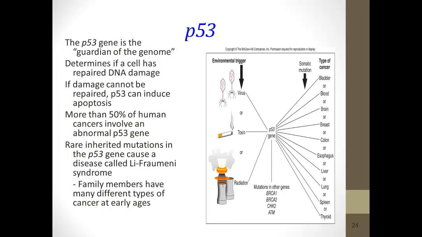Rare inherited mutations of the P53 gene can cause certain particular syndromes, and that would cause people to develop cancer at very early ages. This is a schematic, so we can see the environmental trigger, the gene, where some of the mutations occur, or where you might see a somatic mutation occur.